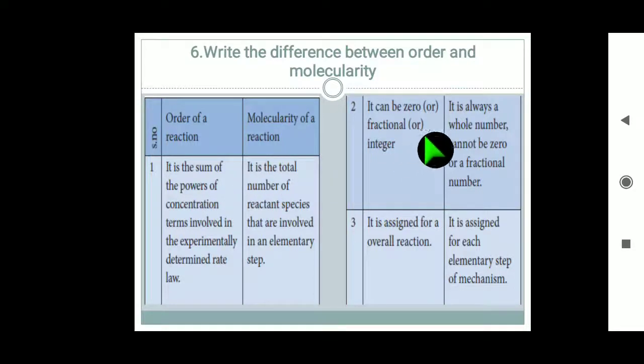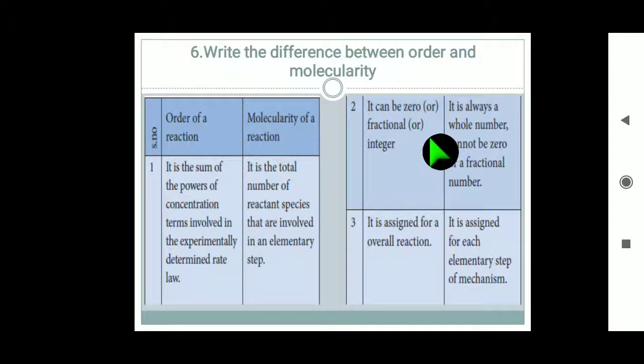The order of the reaction, first order, second order, third order, we can find it. In the second and third slides we can see the definition; just now we have seen. First we should write the definition. It is the sum of the powers of the concentration terms involved in the experimentally determined rate law. But molecularity is the total number of reactant species involved in an elementary step.